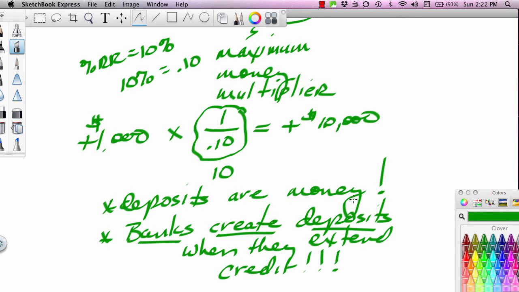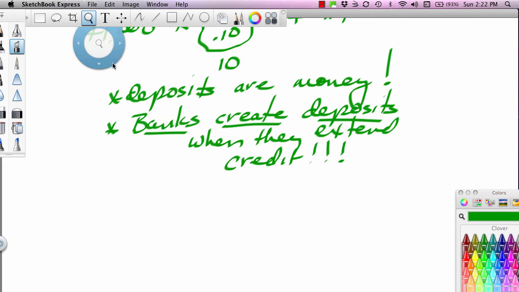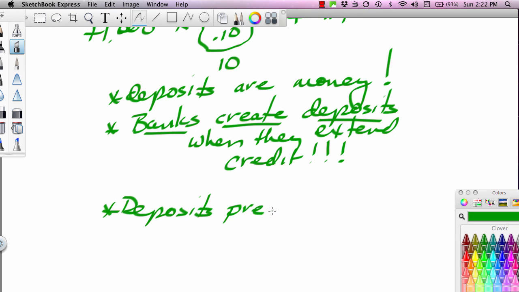Think about it. Currency can't get into the hands of non-bank entities. You can't get your hands on currency unless you first have a deposit. So deposits, let me just make a note of that. I just want to let you write that down. Third point: deposits predate or pre-exist currency. Deposits predate currency. So you can't get your hands on currency unless you already have a deposit.